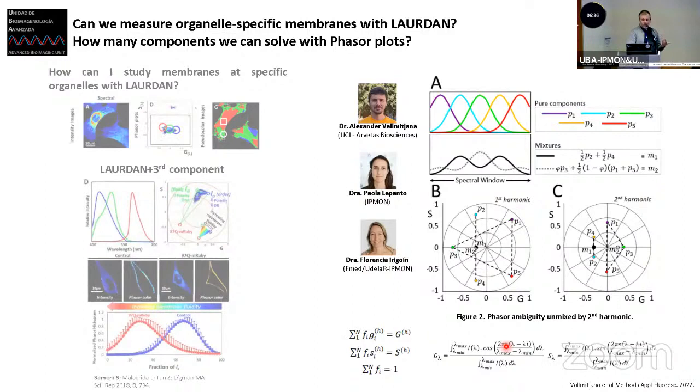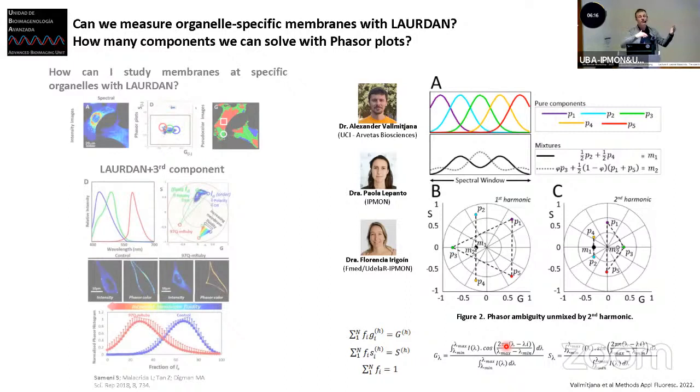What it means is that we can obtain extra equations that enable us to go for more components. And in that case, we will be able to co-label Laurdan with more organelles. And we did it up to three co-labelings. So we did it up to Laurdan and three more organelles, and I will show that in a minute.